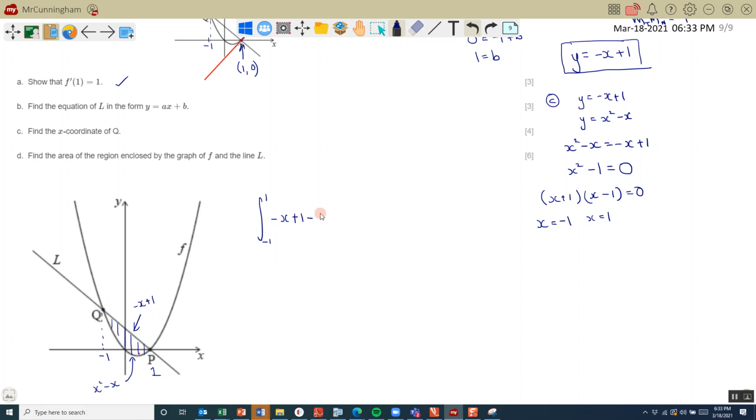Upper minus lower. And I'm going to put this in brackets because I don't want to make any silly mistakes with my positives and negatives. And I'm integrating with respect to x. So before I even do any integrations, I'm going to tidy this up. I'll expand the bracket. So this becomes minus x squared. And this becomes minus 1 times minus x, which is positive x. And that's good because the x's are going to cancel. And I'm left with 1 minus x squared.